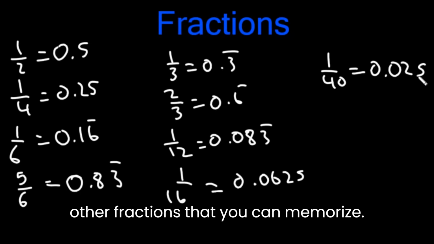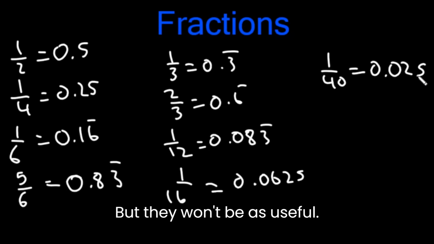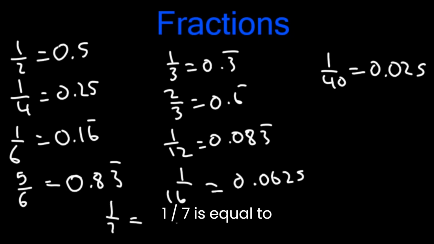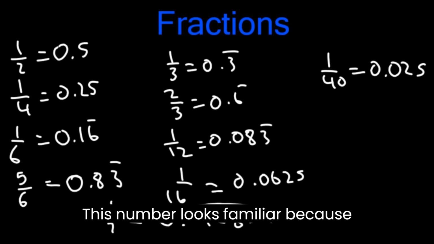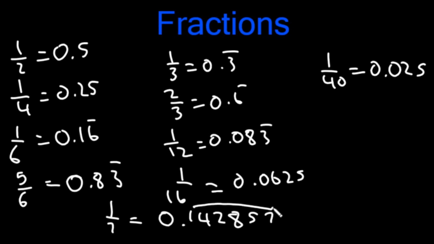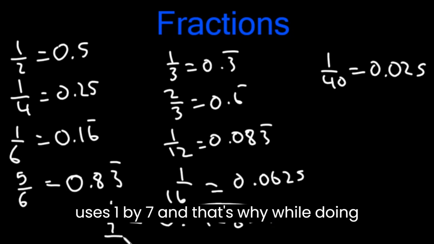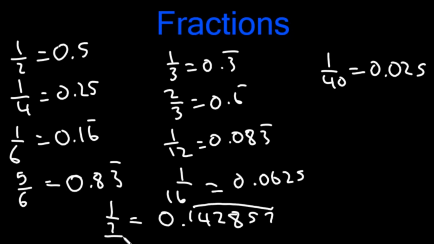Now, there's other fractions that you can memorize, but they won't be as useful. For example, the fraction for 1 over 7 is equal to 0.142857. This number looks familiar because there's a trick for it. And it stems from the 1 over 7 fraction. So the trick uses 1 by 7. And that's why, while doing the trick, we divide by 7.